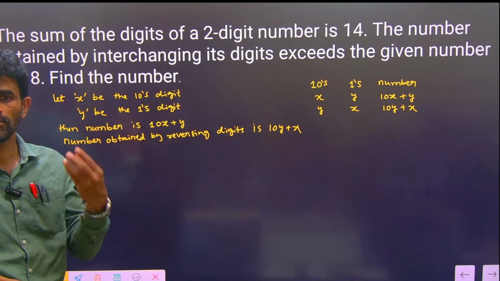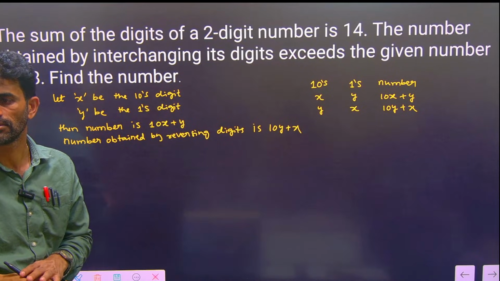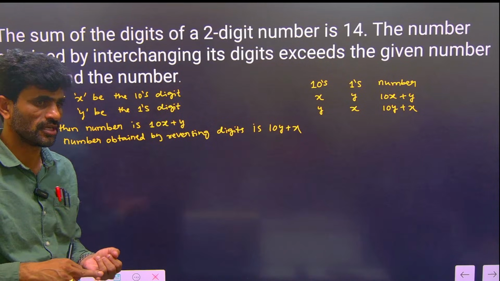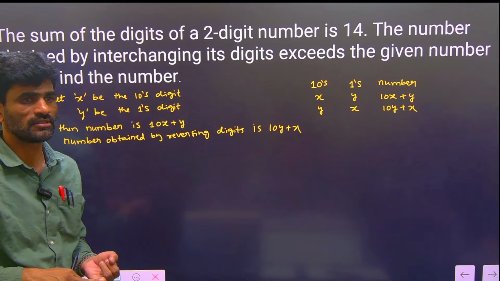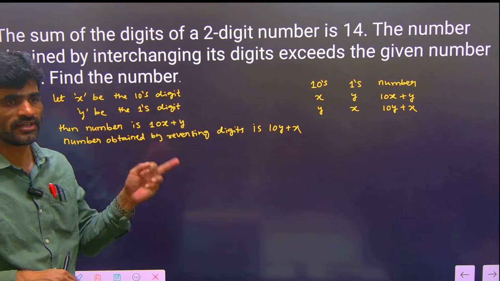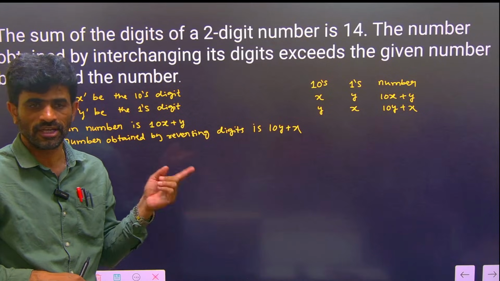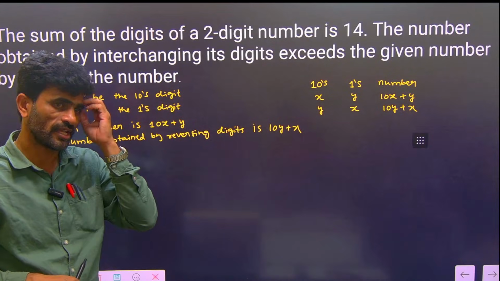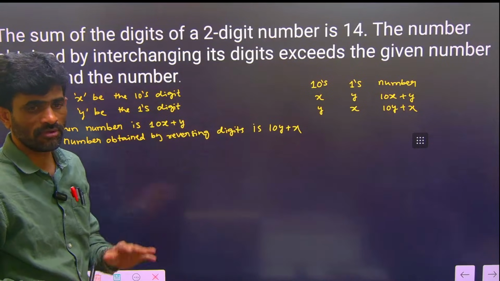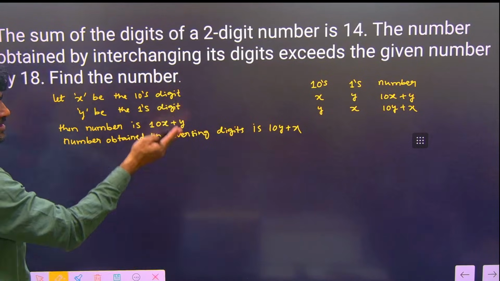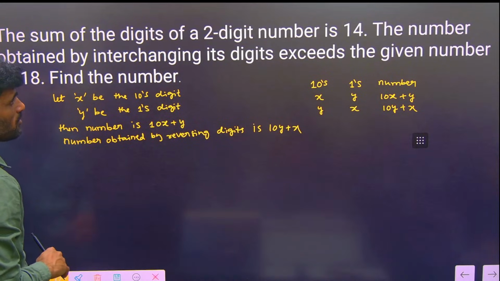See, whatever problem it may be, if you write this information first, you will get half a mark or 1 mark for that. In a two-digit number problem, x in tens place, y in ones place, the number is 10x plus y. After interchanging the digits, the number is 10y plus x. If you write these sentences also, because you are writing the first information, marks will be given. There will be a marking scheme for this information also.